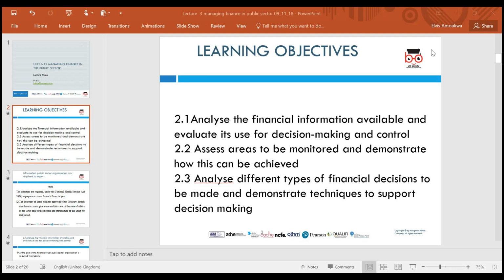Right. What we're going to do is to look at learning outcome 2. All that we need to do is to analyze the financial information available and evaluate its use for decision making and control. Assessment criteria 2 will try to assess areas to be monitored and demonstrate how this can be achieved. And then finally, we'll try to analyze different types of financial decisions to be made, and demonstrate techniques to support such decision making. Right, so that is what we're going to do for today. Let's look at our second slide.